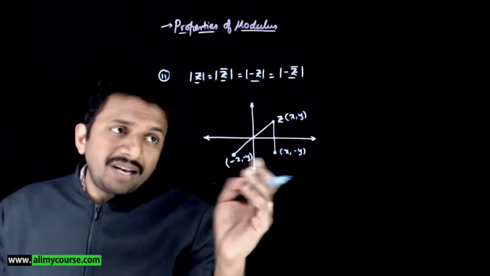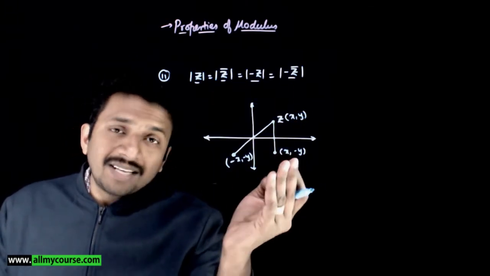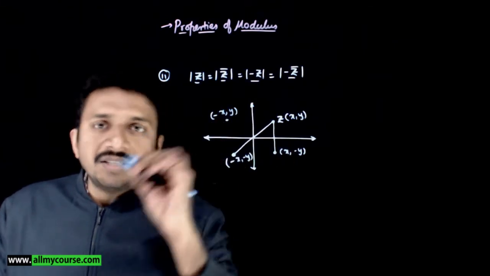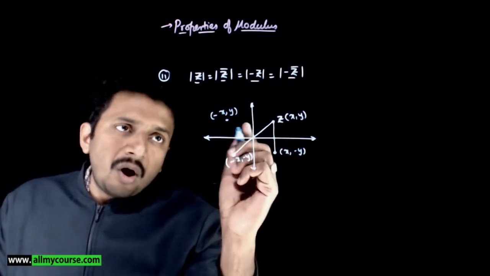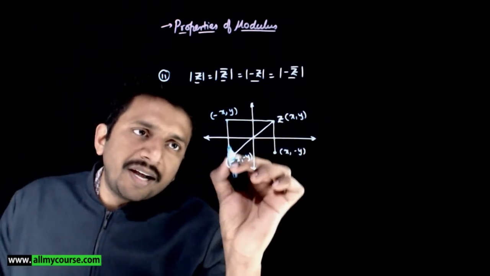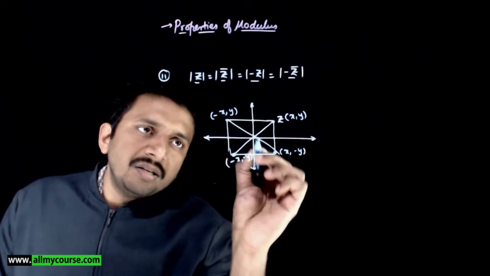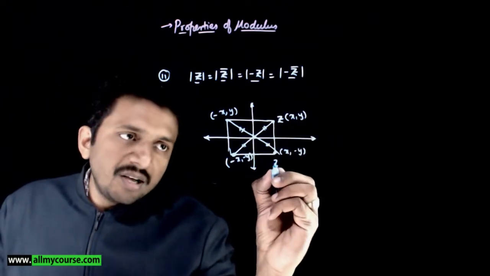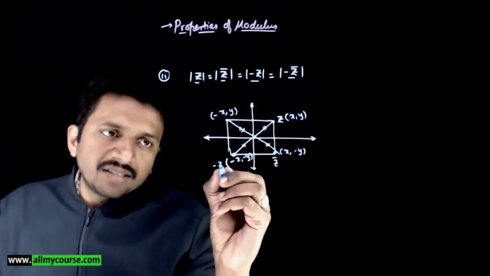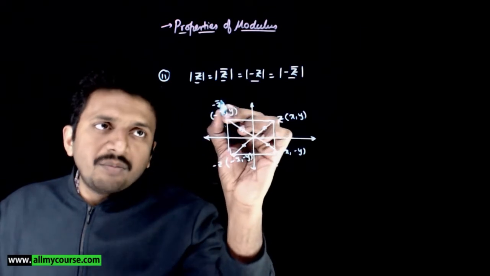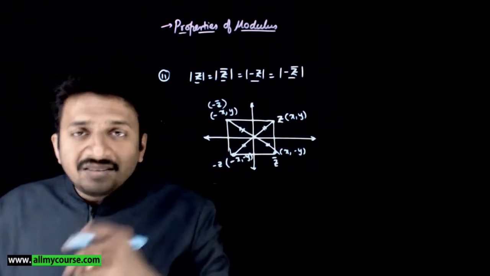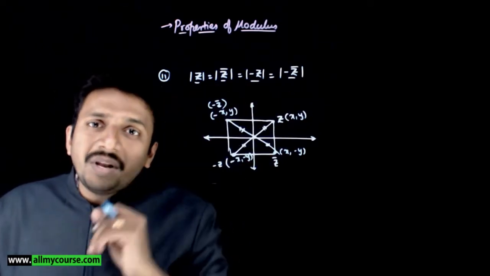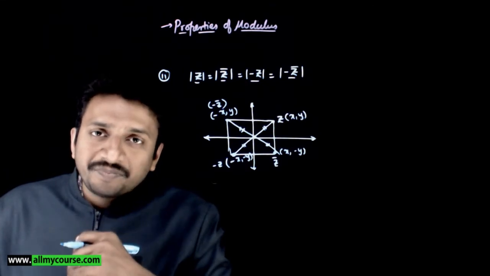And what is minus Z bar? Z bar is x minus iy, so minus Z bar is minus x plus iy, which is this point. So you have all the 4 points forming a rectangle symmetric about the origin. Hence, all the 4 distances will be the same. So mod Z will be the same as mod of Z bar, mod of minus Z, and mod of minus Z bar. This is one of the very simple properties of modulus.